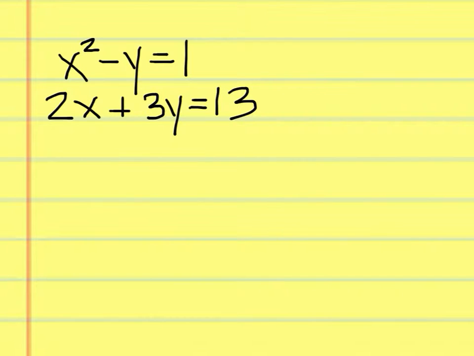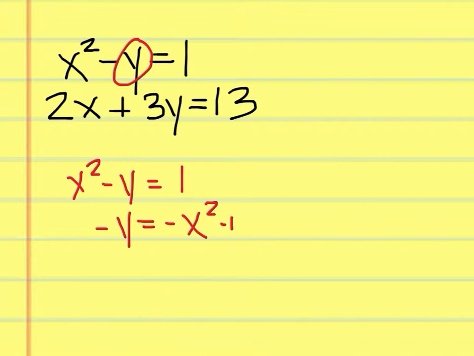To solve this nonlinear system of equations, we want to isolate a variable, and it appears to me that the easiest one would be here for this one. So x squared minus y equals 1. Move the x squared to the right. Change the sign. Divide everything by -1. And you should come up with y equals x squared minus 1.